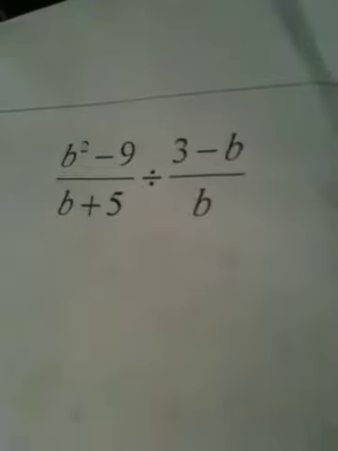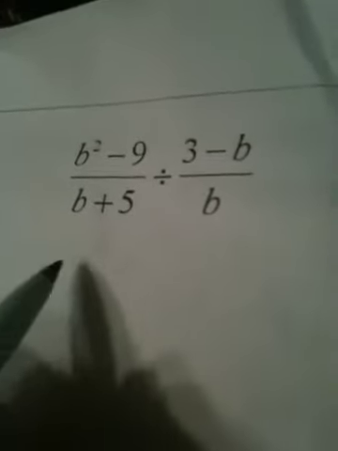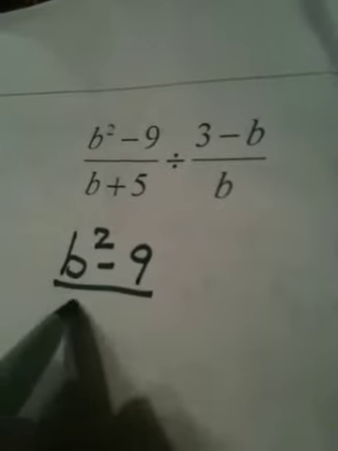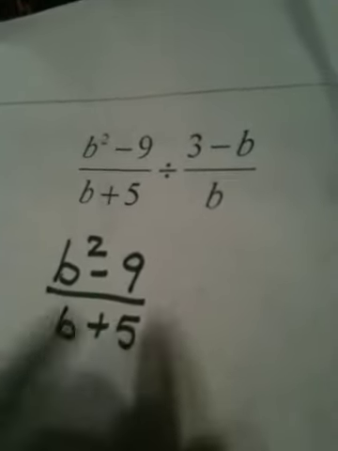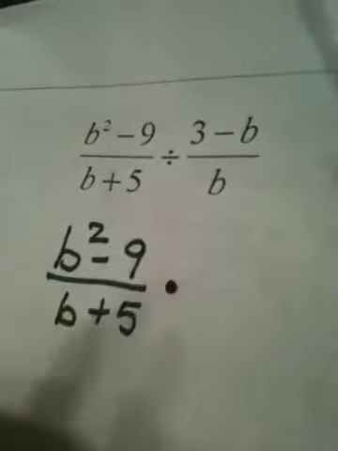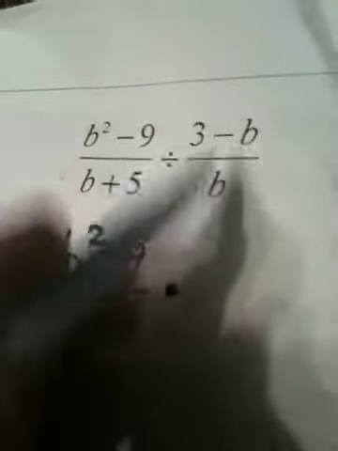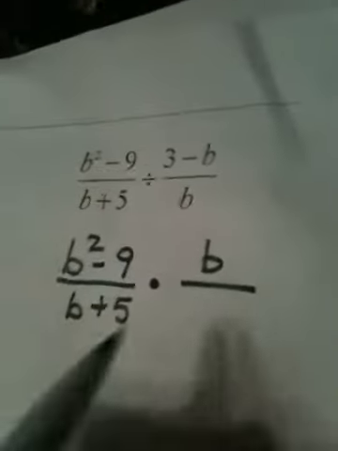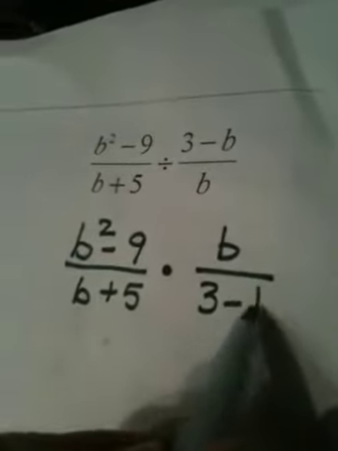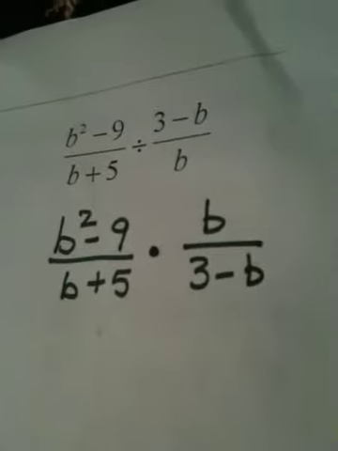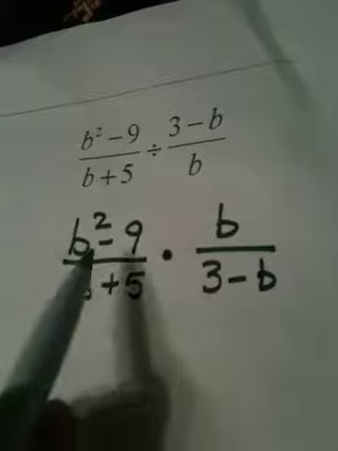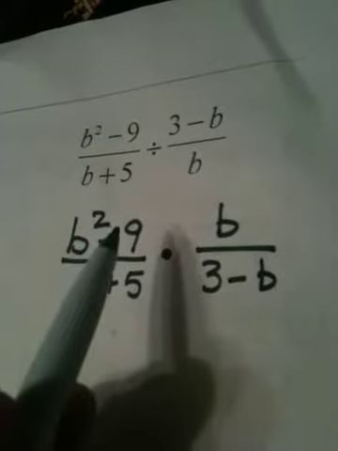It's a division problem. I take a division problem and I turn it into a multiplication problem. I leave the first fraction just the way it is. I make division into multiplication, but I take the reciprocal of this. So b would end up on the top, 3 minus b in the denominator. Now, how do I work a multiplication problem? Well, I factor and cancel.